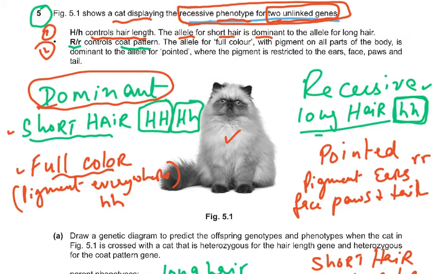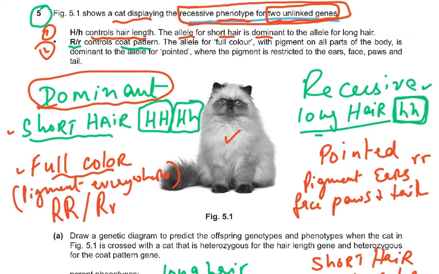So the allele for full color with pigment on all parts of the body is dominant to the allele for pointed. So what we have to understand is, the allele for full color with pigment all over the body is dominant. So that will be what? Big R, or it will be big R, small r. So short hair is dominant and full color, which means pigment everywhere, is dominant, where the pigment is restricted to face positive, dominant to the allele for pointed.